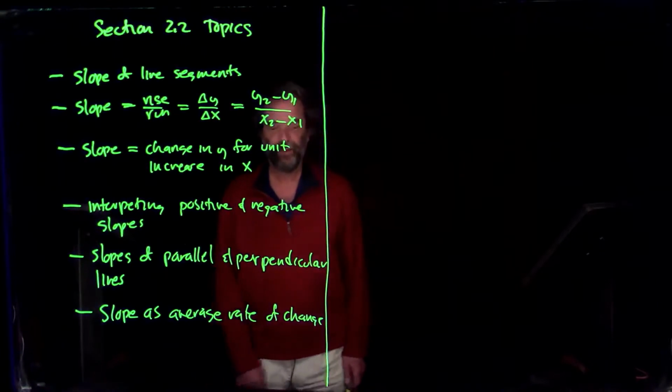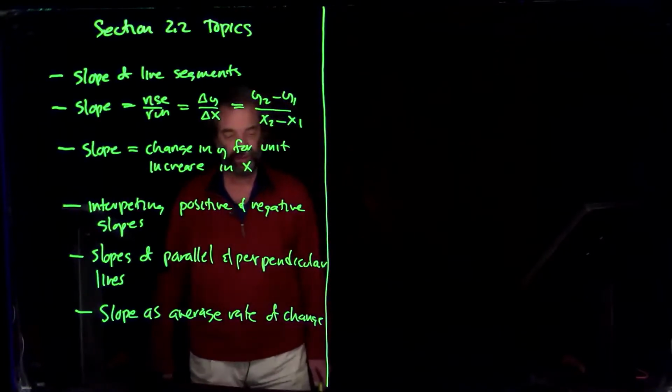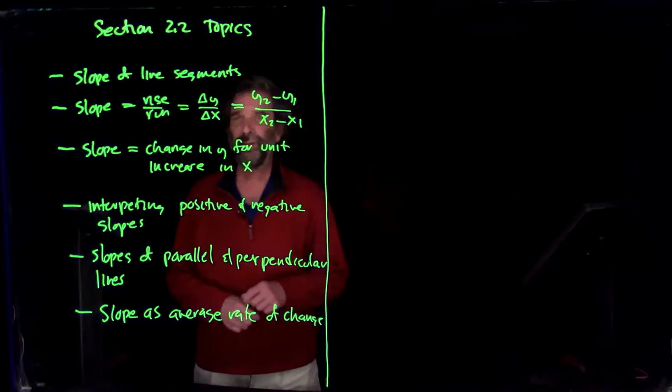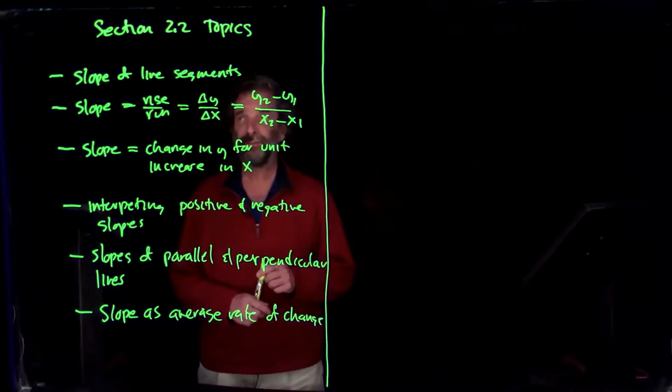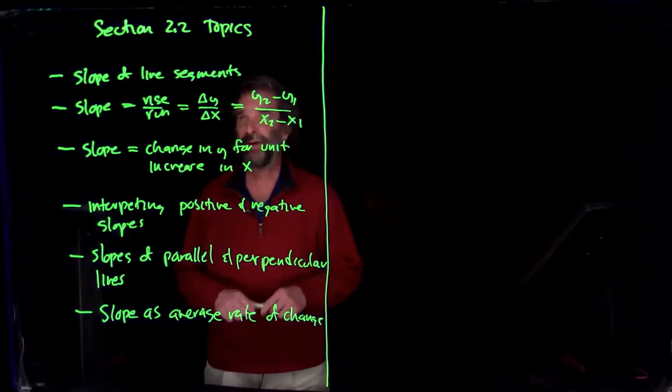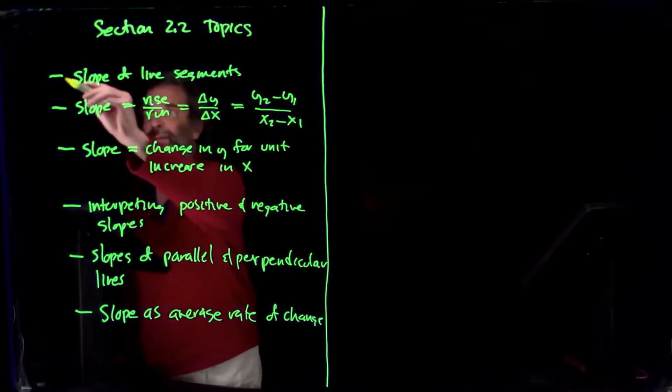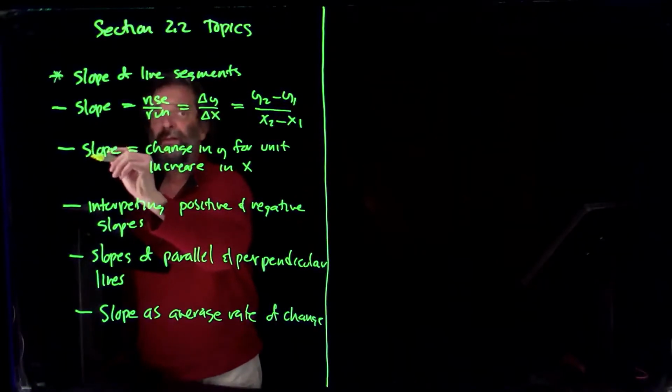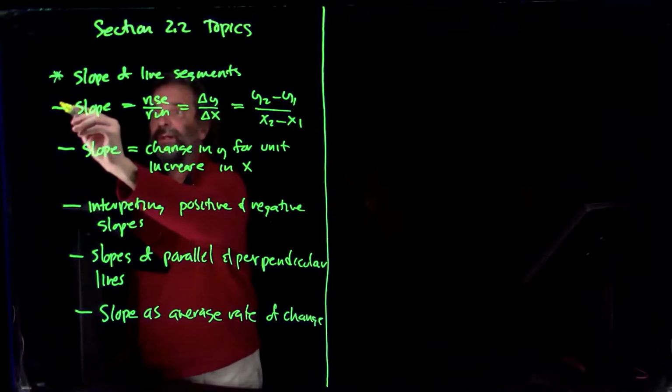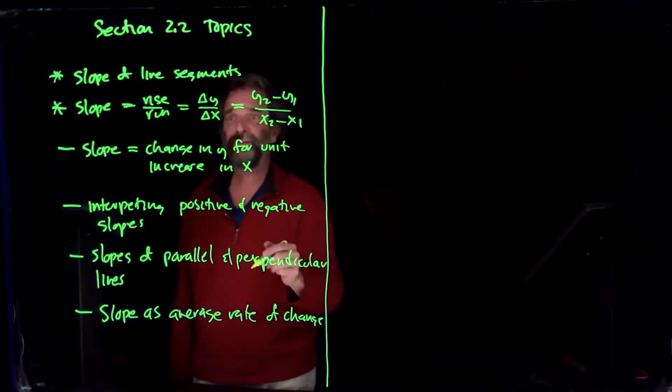Well, hello again. We're in section 2.2. Section 2.2 is about slopes of lines. The various things we're going to talk about are slopes of line segments, computing slopes using various ways of thinking about it.